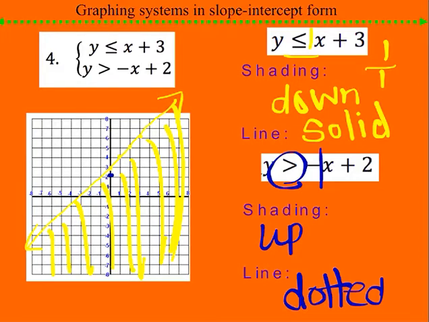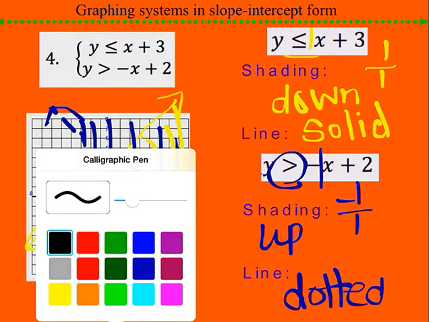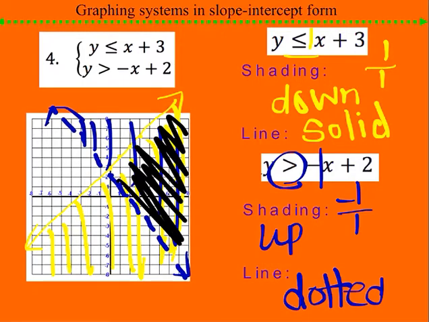And then my slope is -1, which is the same as -1 over 1. So I'm going down 1, right 1, down 1, right 1. So that's going to be a dotted line going this way. And then I need to shade up. So now I want to take a look where my two overlapped, and I want to shade that in really dark. So this is where they overlapped right there. So that's my final answer for number 4.